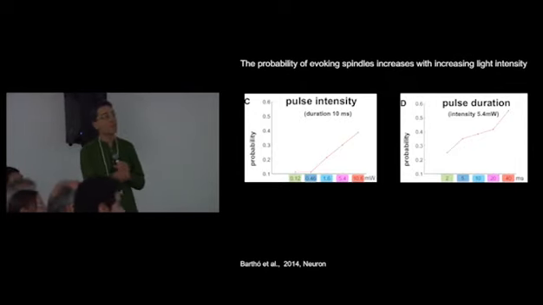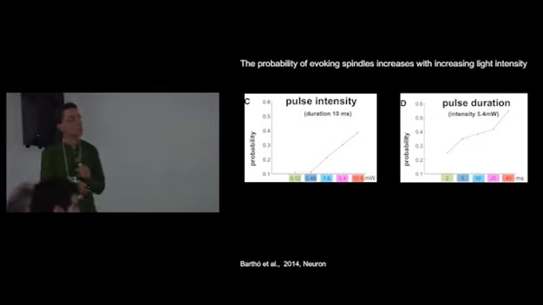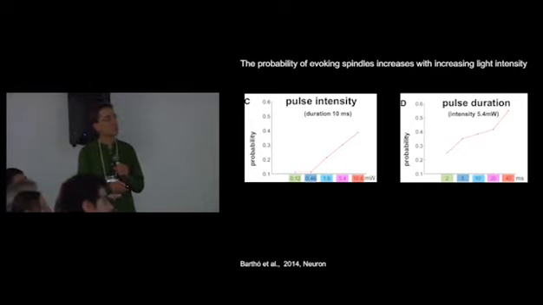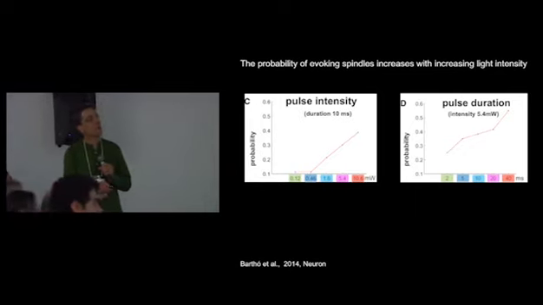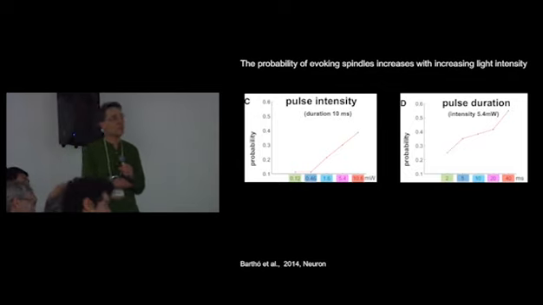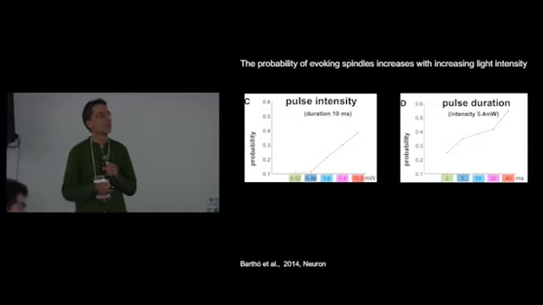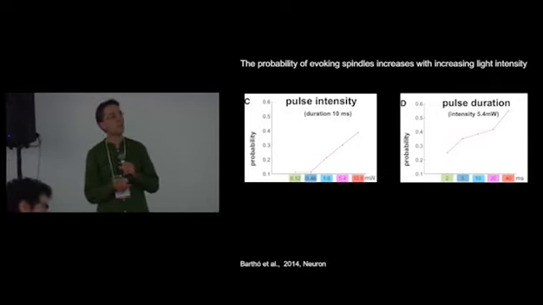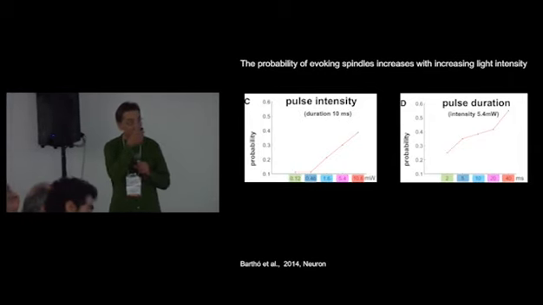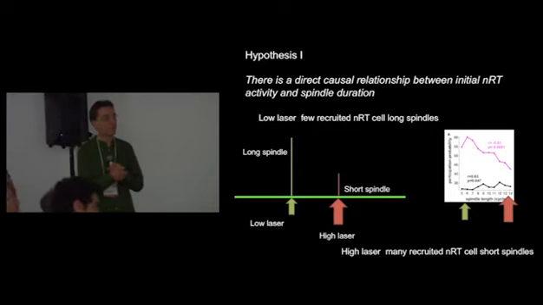And we vary the laser intensity to check whether it really affects the system. As you see, as we increase the intensity of the pulse, the probability of inducing spindles increases, which indicates that indeed light intensity affects spindle generation. You can also change the pulse duration. So after these controls, we can start the experiments, but I'll tell you the two hypotheses.